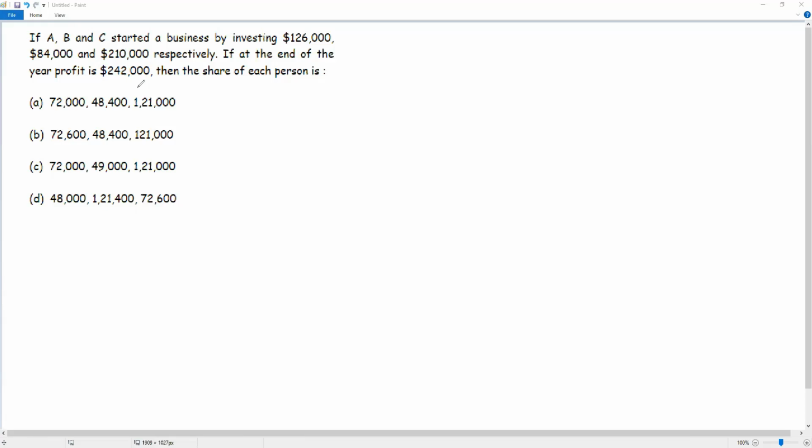To find the profit share of each person, first I have to find the ratio of their investment. So we have A to B to C. The ratio of the investments of A, B, and C is equal to 126,000 to 84,000 to 210,000. Now I have the ratio of the investment of the three people.